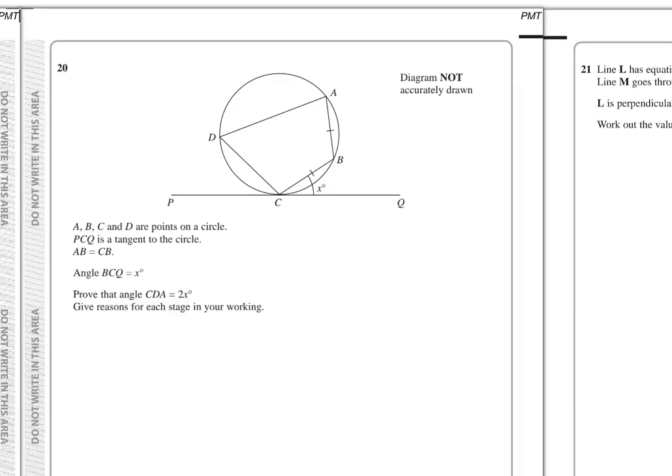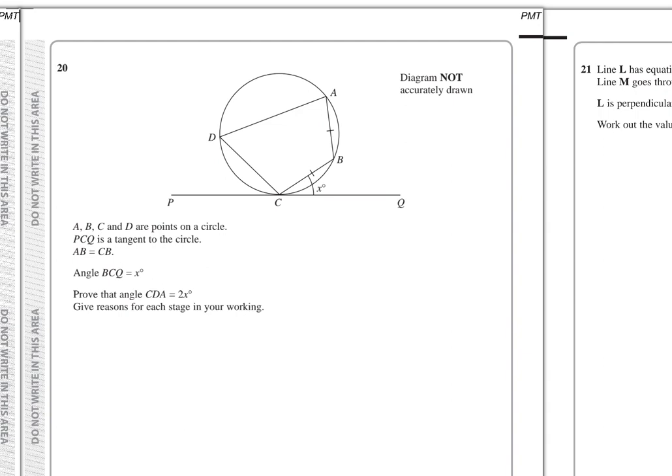Number 20. A, B, C, and D are points on a circle. BCQ is a tangent to the circle. AB equals BC. Angle BCQ equals x. Prove that angle CDA equals 2x. Give reasons for each stage in your working.